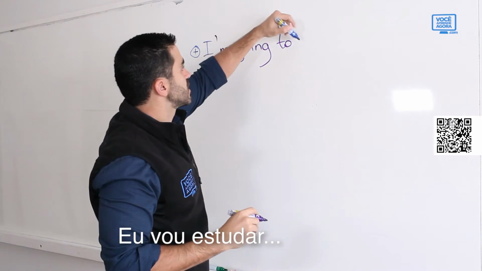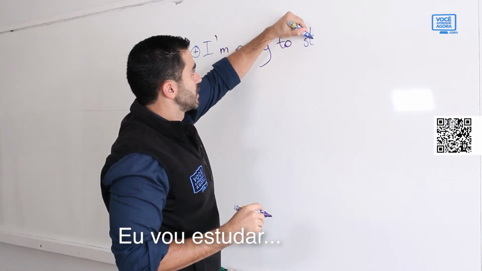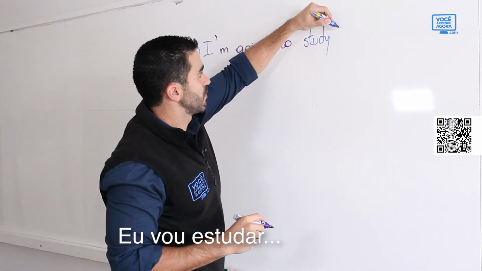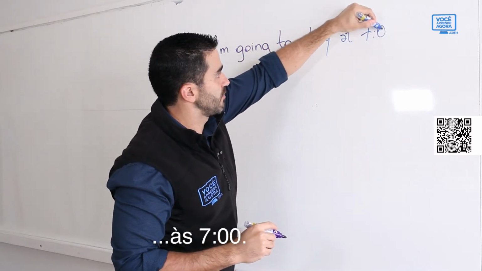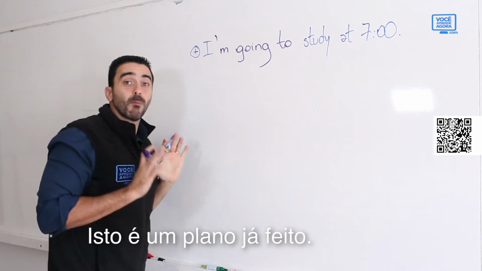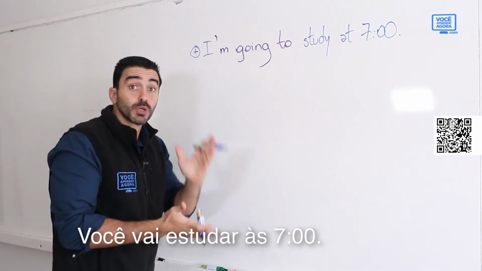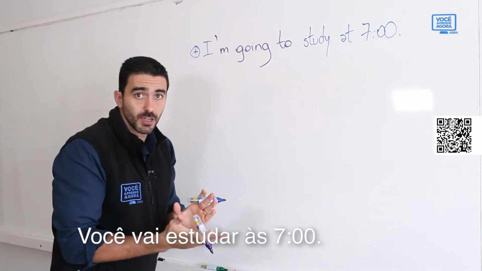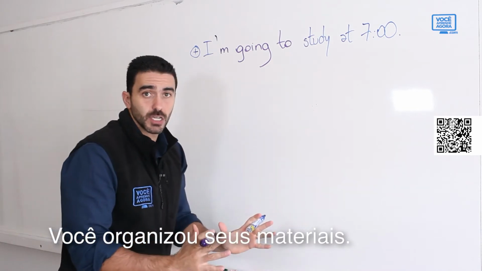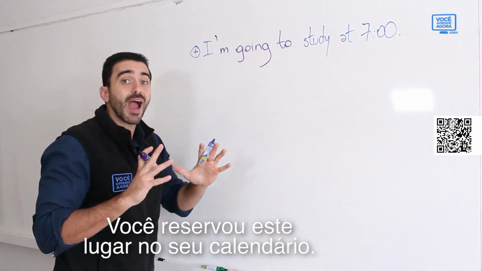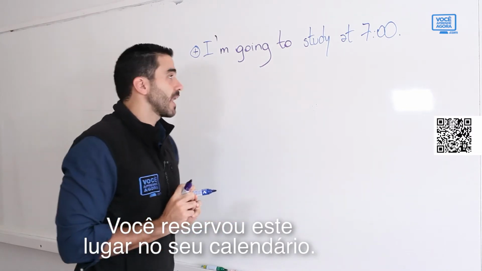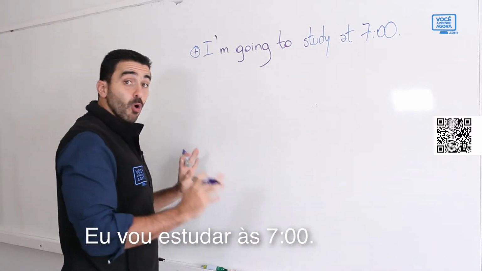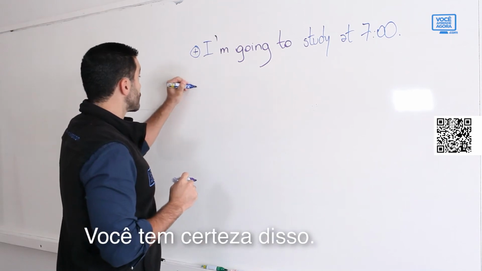I'm going to study at 7. This is a plan already made. You're going to study at 7. You have organized your materials. You have reserved this place in your calendar. So you say, I'm going to study at 7. You were sure of it.